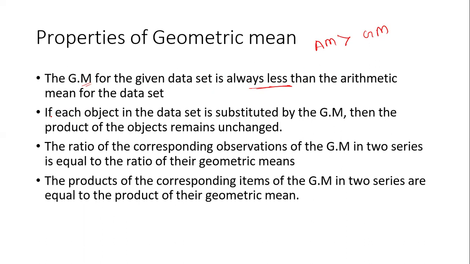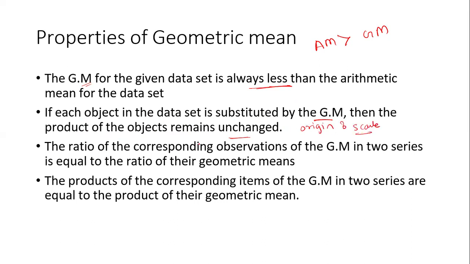If each object in the data set is substituted by the geometric mean, then the product of the objects remains unchanged. It will not be changed if we substitute. So it is unchanged by the origin and by the scale.